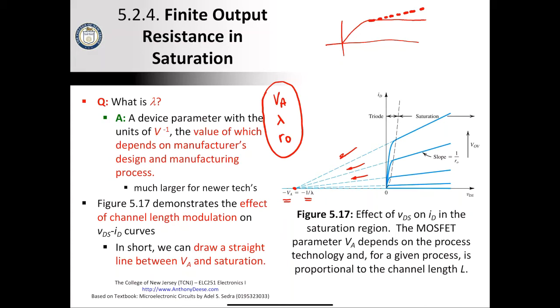So what is lambda? It's a device parameter with the units of 1 over volt, the value of which depends on the manufacturer's design and process. It's much larger for newer technologies. When lambda equals 0, there is no channel length modulation, and when it's greater than 0, there is. Figure 5.17 demonstrates the effect of channel length modulation on the VI curves, and you can see that in the saturation region, ID is affected by VDS. All right, let's move on.